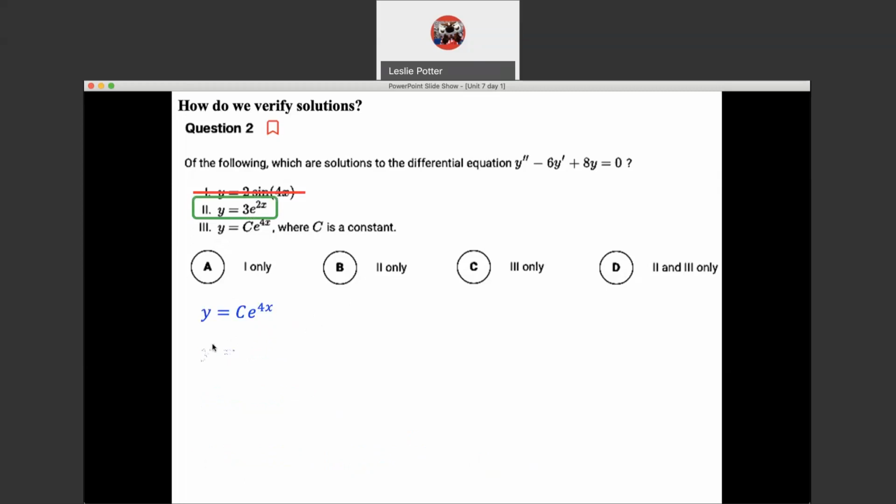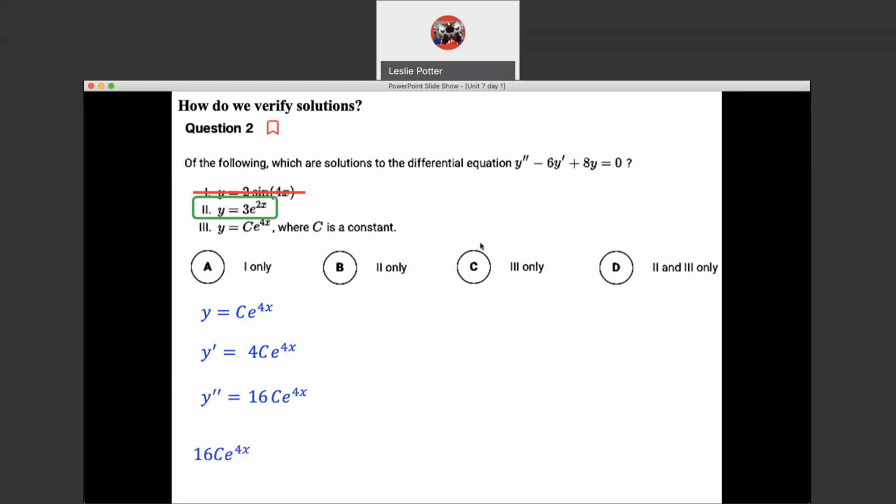So differentiating this is going to be CE to the 4x times 4, or 4CE to the 4x. Y double prime is going to be 4CE to the 4x times 4 again. So that's going to be 16CE to the 4x. So let's see if this works for any value. That's basically what we're saying. Let's see if this works for any value C, or does it just work for 3?